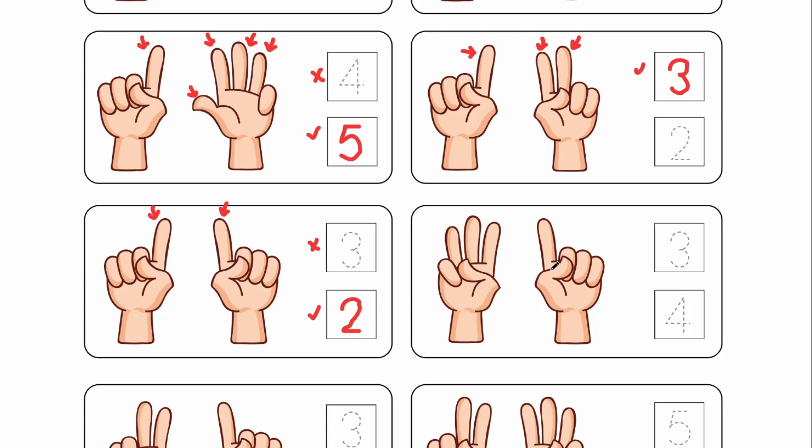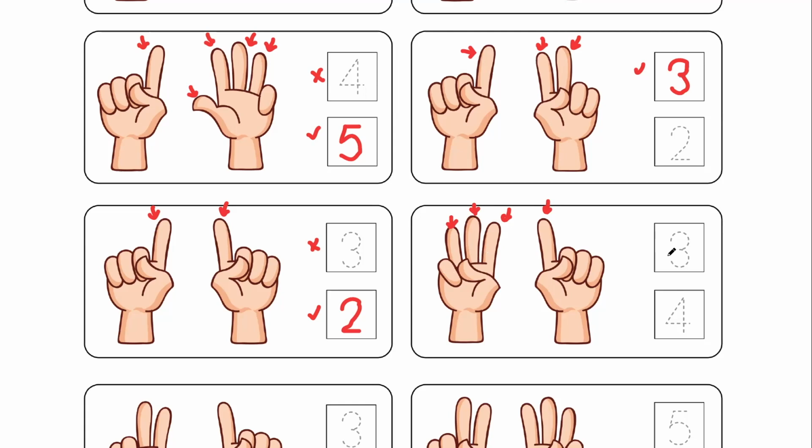Now let's see what we have in this box. Again, some fingers are opened by these 2 hands. Let's start counting. This is finger number 1. This is finger number 2. This is finger number 3. And this is finger number 4. That means that 4 fingers are opened by these 2 hands. So 4 is the correct number that we have to trace.